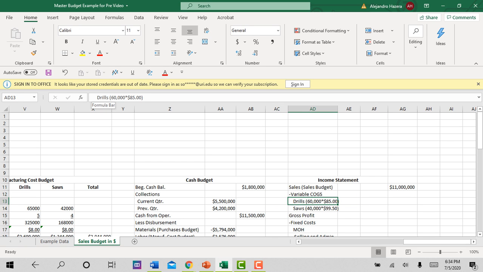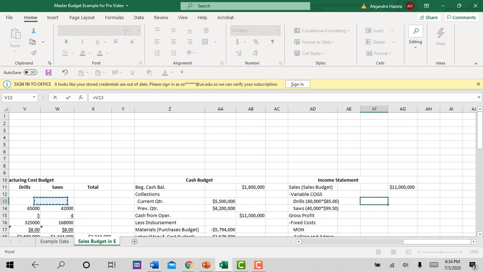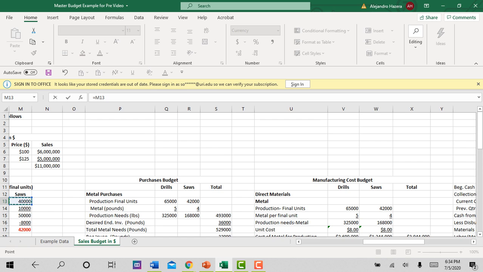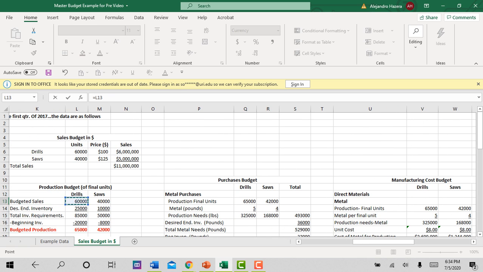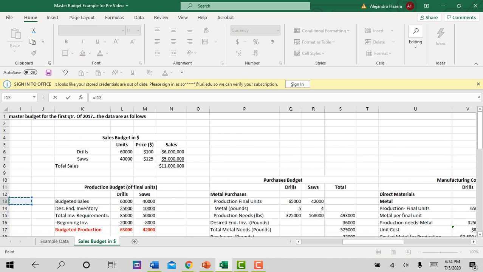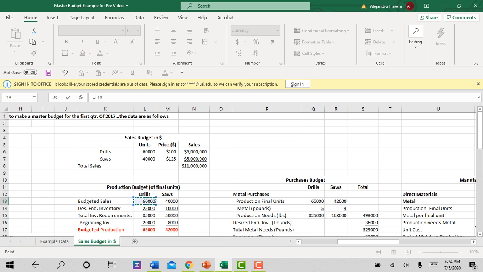There's the calculations right there, 60,000 times 85 and 40,000 times $99.50. Okay, for drills, we start with the 60,000 units in the drills. We're going to sell 60,000 drills. Remember, this is cost of goods sold. We're only costing out units that we sell, so it's units times the cost.